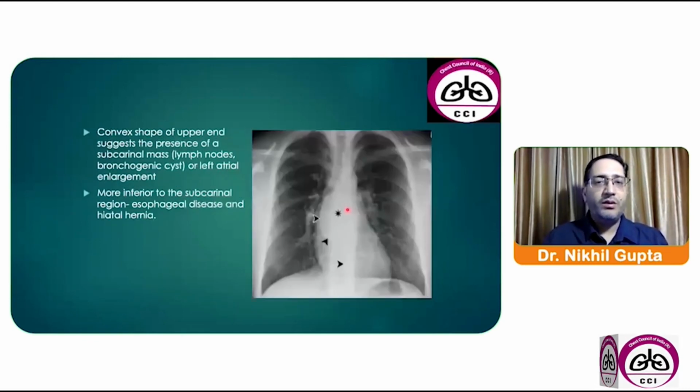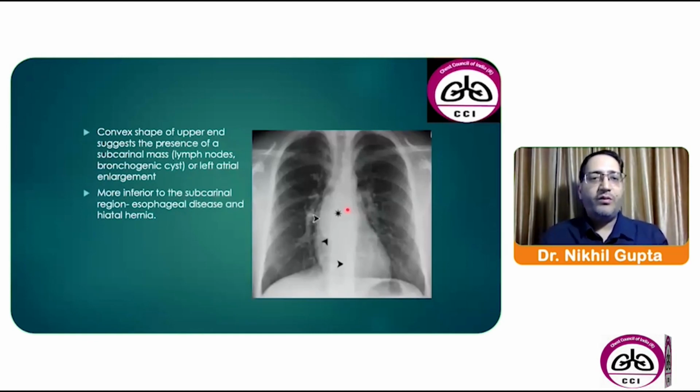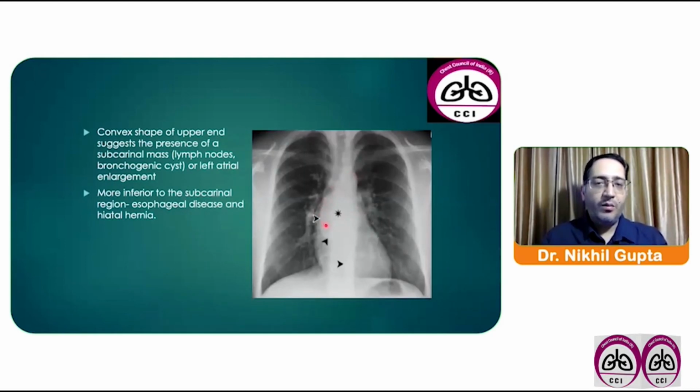Coming to abnormality of the azygoesophageal recess, a convex shape of the upper end suggests the presence of a subcarinal mass or left atrial enlargement. More inferior to the subcarinal region, esophageal disease or hiatus hernia can be detected here.